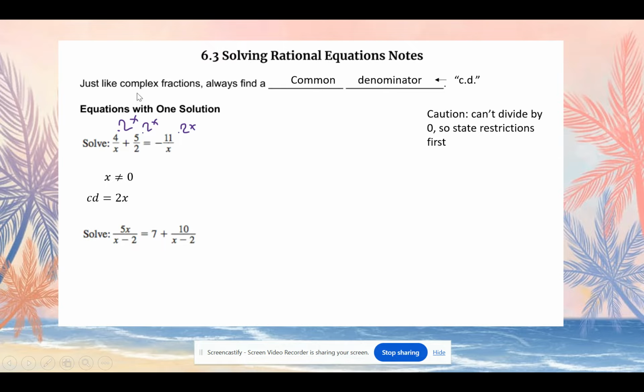And then comes the fun part. Anything that matches top and bottom, you get to cross out. So these x's are going to cross out, these 2's are going to cross out, and these x's are going to cross out. So if you clean it up a bit, you should now have 8, 5x, and negative 22. And then you just solve it like a normal equation, and you get negative 6. So there's no rule saying I'm not allowed to use negative 6 as an answer, so I can keep that answer. That's the solution to the problem.